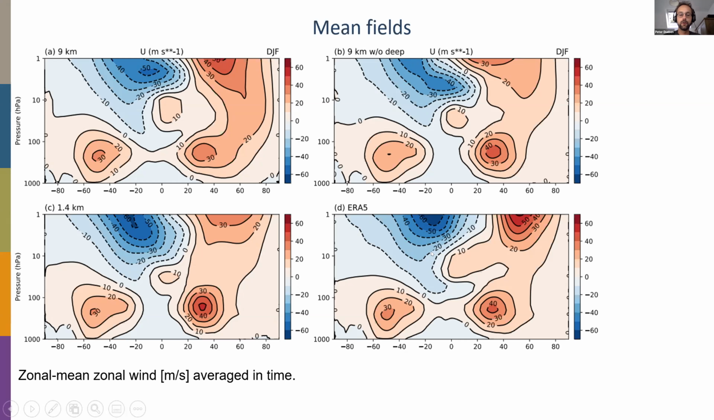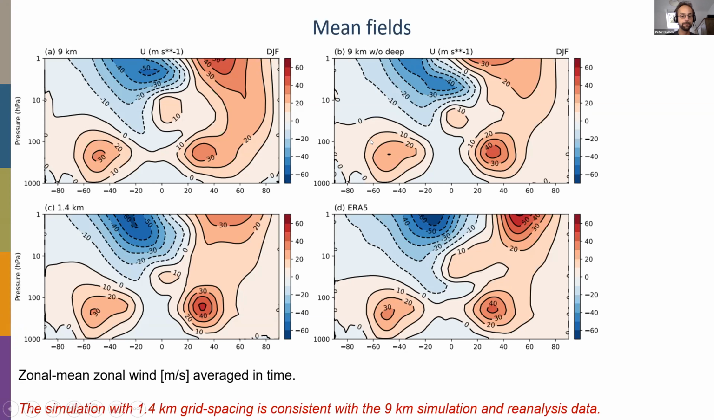So what you see here is a zonal mean zonal wind for different simulations: the 9 kilometer case, the 9 kilometer case without deep convection, the 1.4 kilometer case, and the ERA5 reanalysis. So that's kind of the truth. And what you see is basically that the mean fields are fairly similar between the simulations, which is a good thing. So the simulation with 1.4 kilometer grid spacing is consistent with simulations at 9 kilometer and reanalysis data.